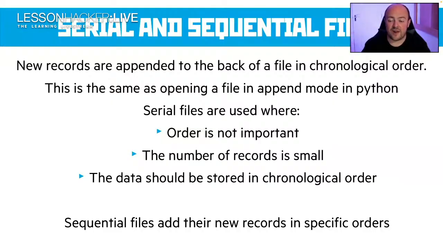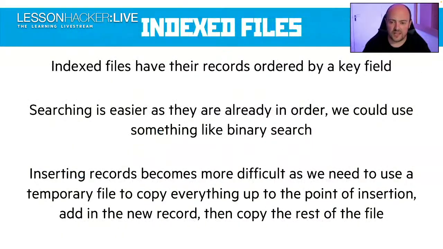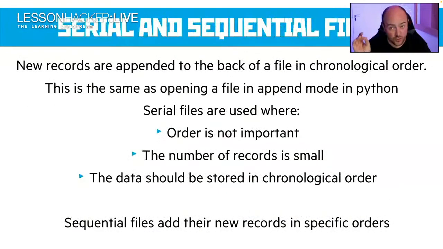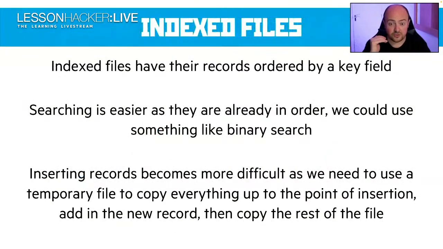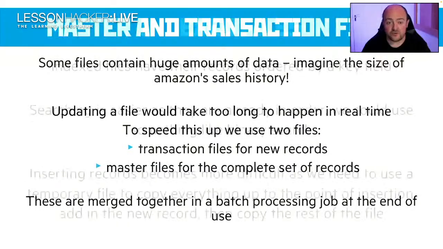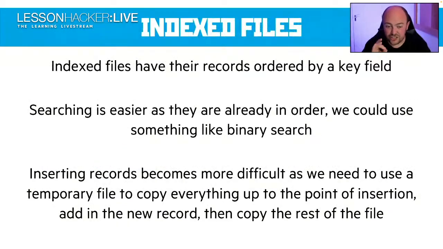Sequential files then add their records in specific orders, so more like databases. There's a sort going on as data comes in. And that's important sometimes because we really need to make sure that we keep data in some sort of order if we're going to have efficient searching. Indexed files are where we have that sequential style, so they're sorted, but they're ordered by a key field. Now, we can set what that key field is, or we can create our own key fields, but that makes searching easier because something like binary search will get to the record in quicker time.